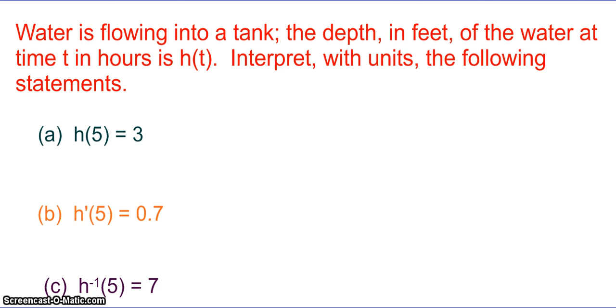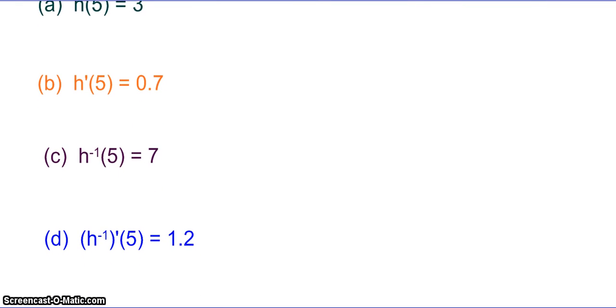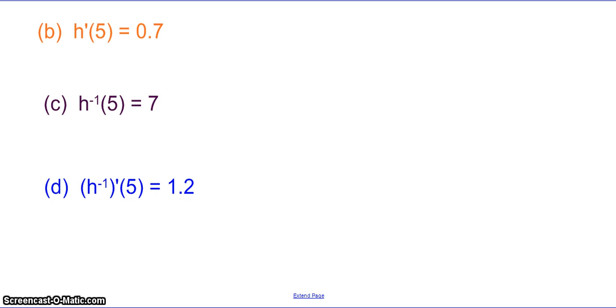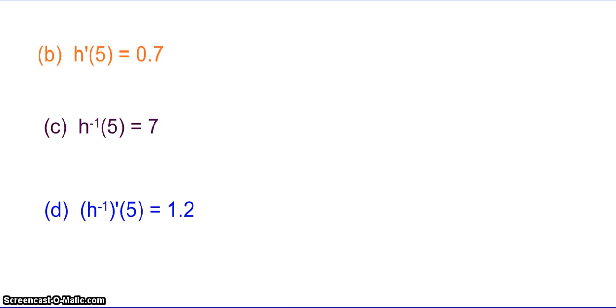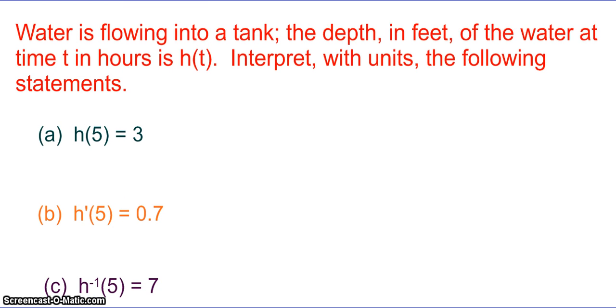h of 5 is 3, h prime of 5 is 0.7, h inverse of 5 is 7, h inverse prime of 5 is 1.2. So I want you to interpret those 5 statements in the context of the problem and then with the units. So I'm going to do the first one with you because it's the easy one. So h of 5 equals 3.